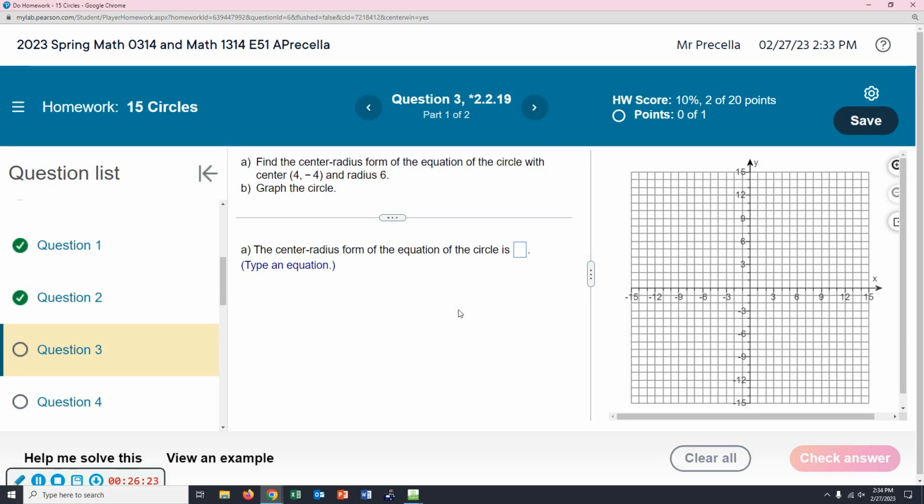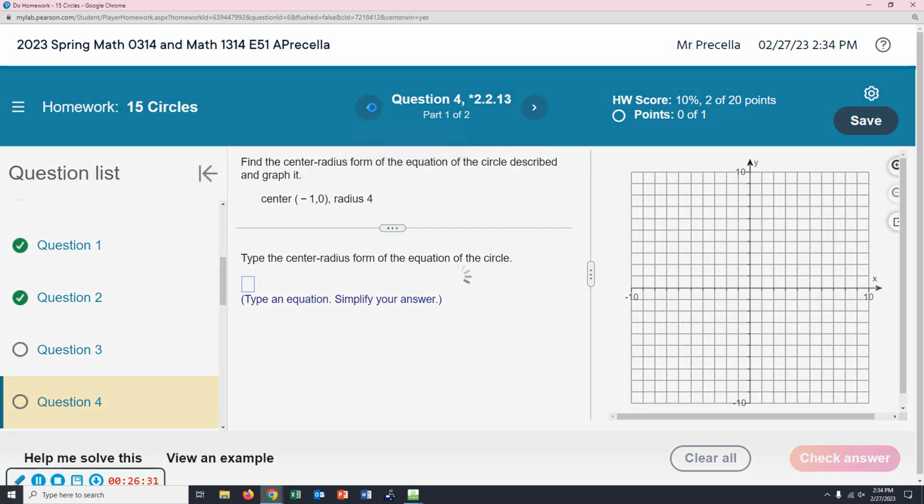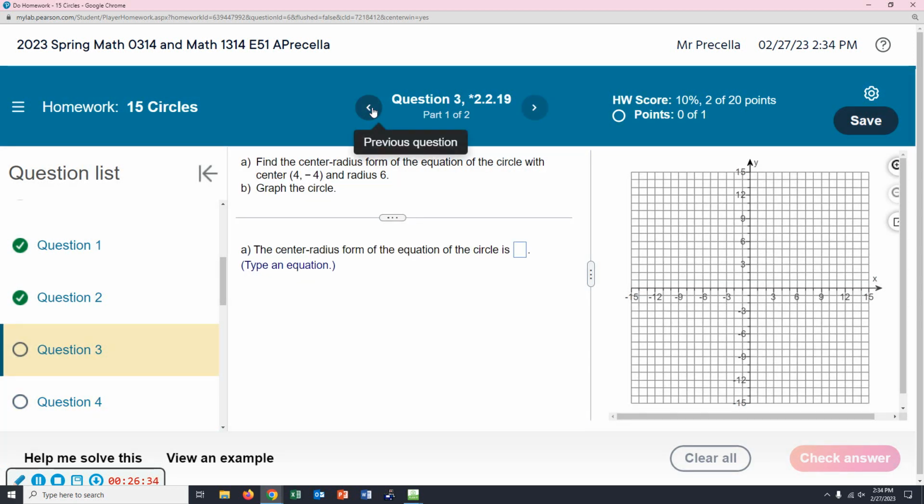What about problem number 3? Oh, wait. Let's see if there's one where the numbers aren't the same. Well, okay. I'll do this one. I would prefer it to have different numbers. There's no reason why it has to be 4 and -4. I would have preferred it if it had been something like 4 and -5, but I have absolutely no control over it.